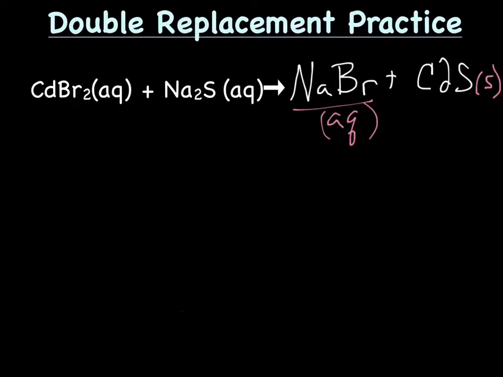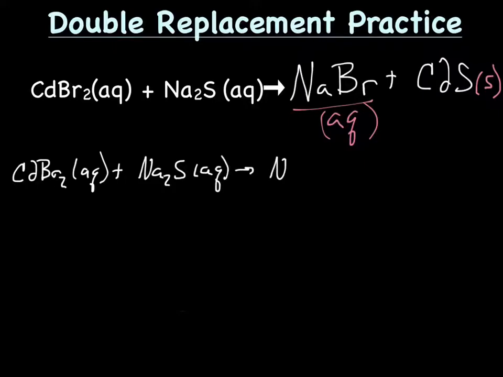The next thing we need to do is balance. Let me rewrite this. We have a little bit more room to work here. So we have CdBr2 aqueous plus Na2S aqueous produces NaBr aqueous plus CdS solid. As we're going through balancing, you don't need to worry about the aqueous and solid. They have nothing to do with the actual balancing.